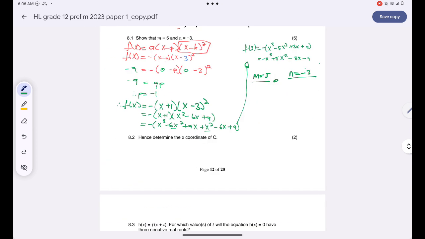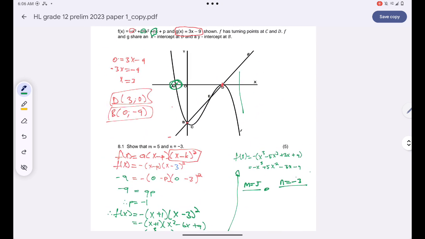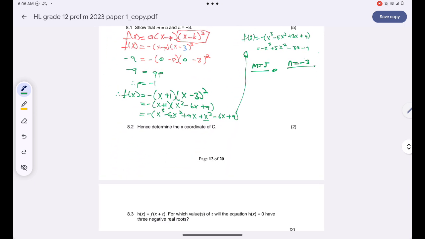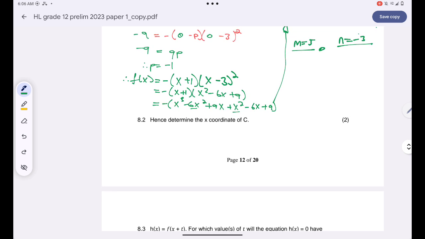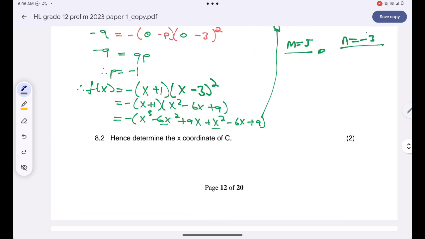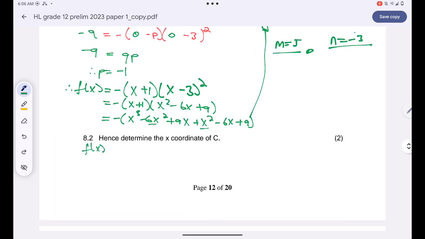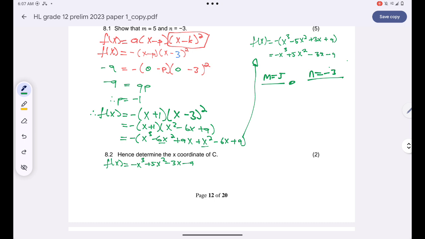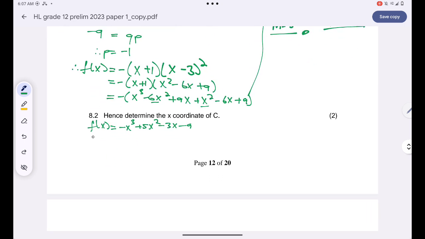And then the next question, they want us to determine the coordinate of C. Where is C? C is one of the turning points, right? How can you find the coordinate of the turning point? Find the derivative, make it equal to 0, and then solve for x. We know that f of x is equal to negative x cubed plus 5x squared minus 3x minus 9. That means the derivative will be equal to negative 3x squared plus 10x minus 3.